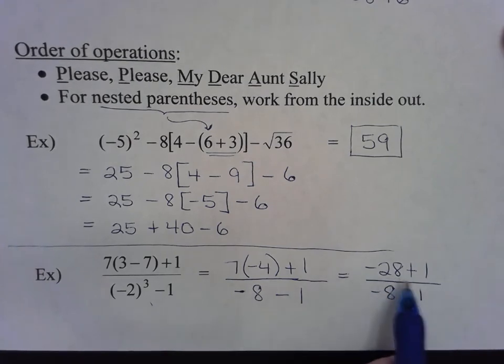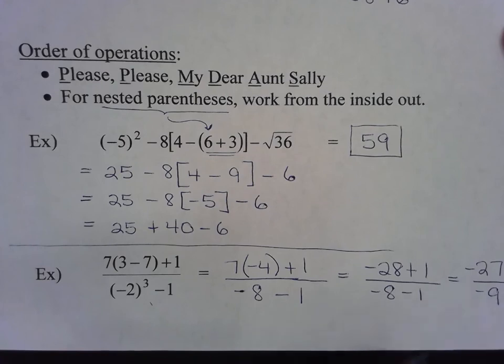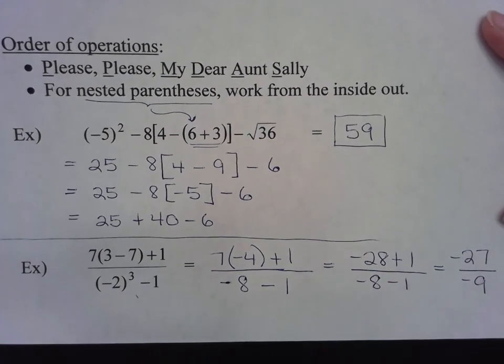So that's negative 27 over negative 9. Okay, and I have to simplify my fraction last. So negative 27 divided by negative 9 would be 3.